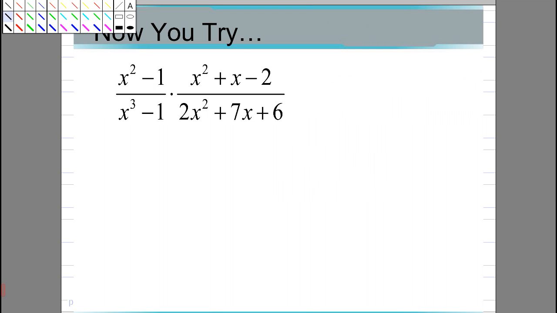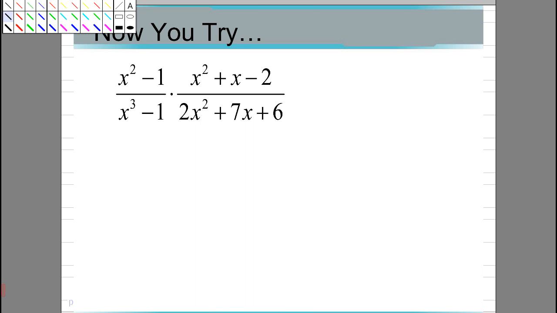Now you try. So pause the video, attempt it, see how far you can get, and then play it again and see what I got and see if they match, and if they don't, fix it.